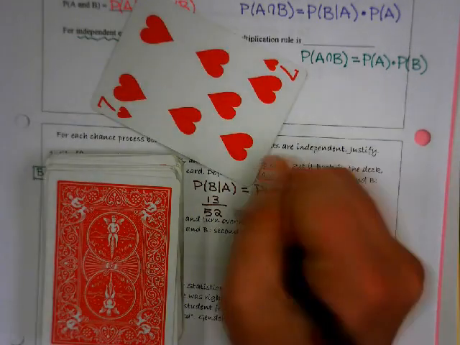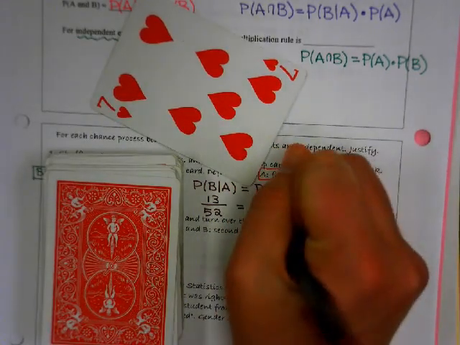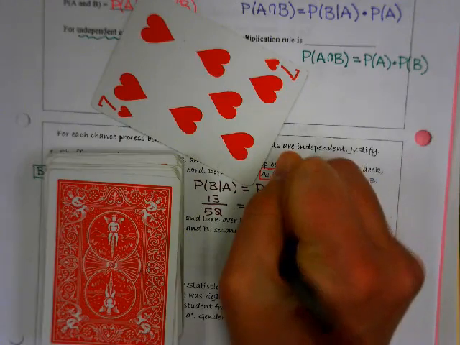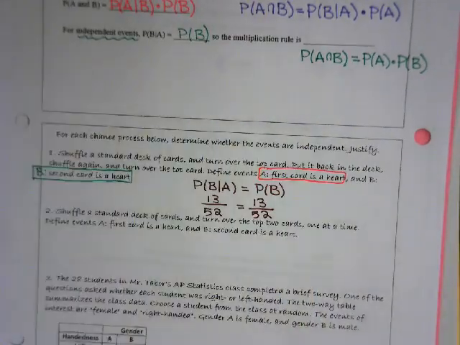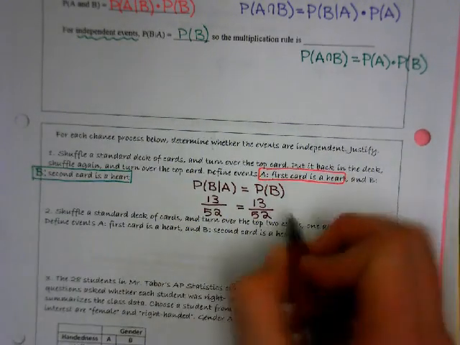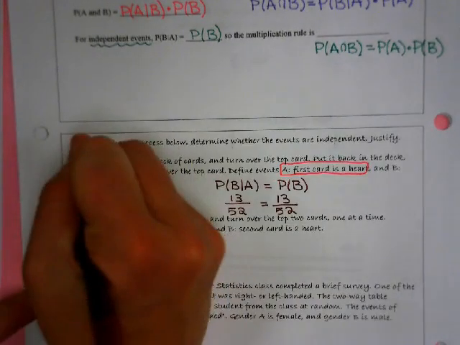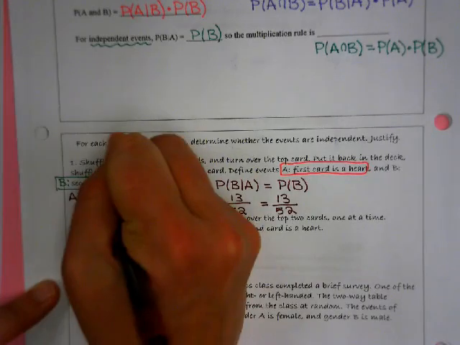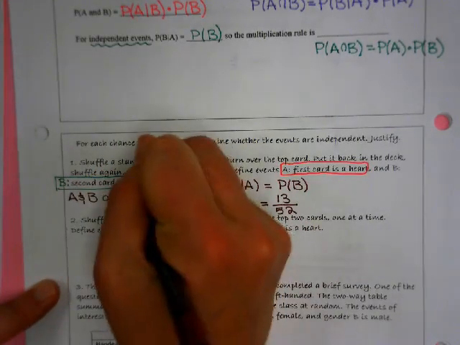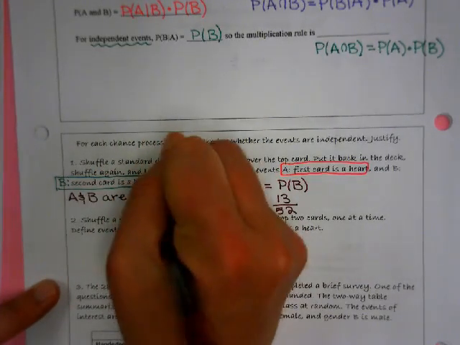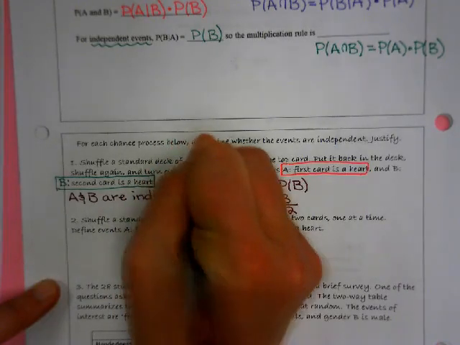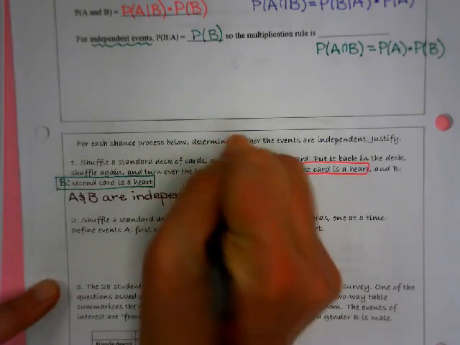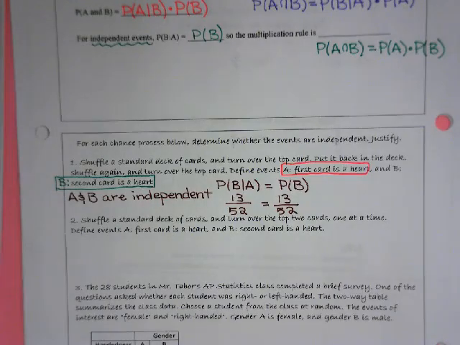So since the probability of B happening given A happened is the same as the probability of B happening without A happening, these two events are independent. Questions?